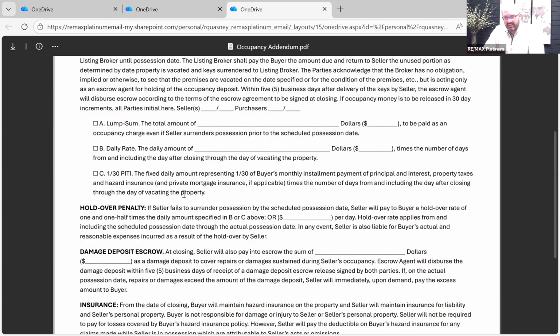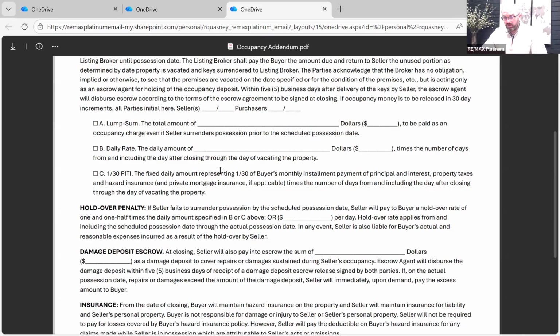The fixed daily amount representing 1/30th of buyer's monthly installment payment of principal and interest, property taxes, and hazard insurance, and private mortgage insurance if applicable, times the number of days from and including the day after closing through the day of vacating the property. So take their monthly mortgage payment, divide it by 30, and charge that for each day of occupancy.